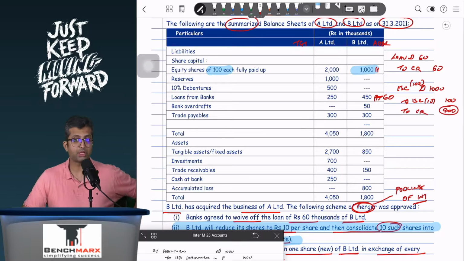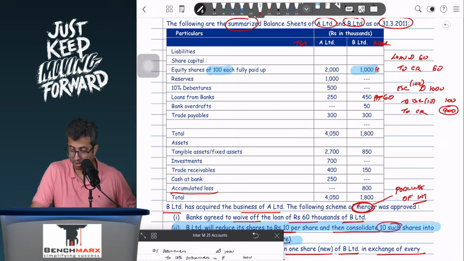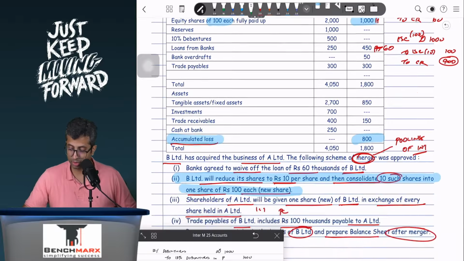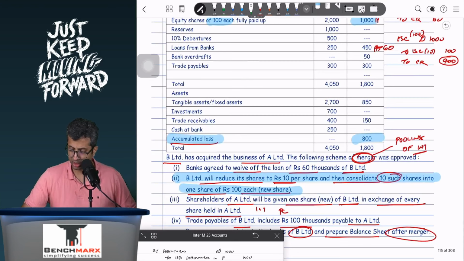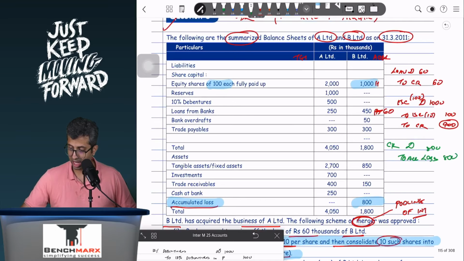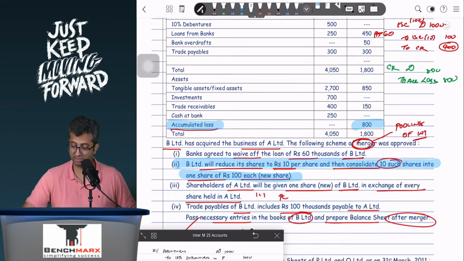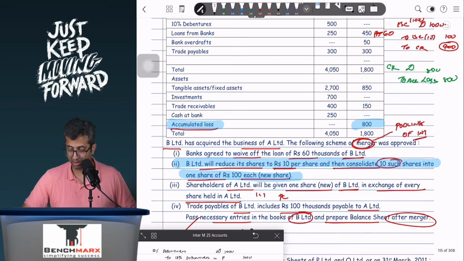But remember, in the capital reduction scheme, there will always be an accumulated loss. The objective of this scheme is to write off the accumulated loss, and hence even if it is not specifically given, you will have to write off these losses. So over here there will be capital reduction account debit to accumulated losses. This is 800. So if I were to prepare the capital reduction account, on my credits I would have 60 and 900, that is 960, and on the debits I'll have 800, and hence 160 balance remains, which will go to the capital reserve.